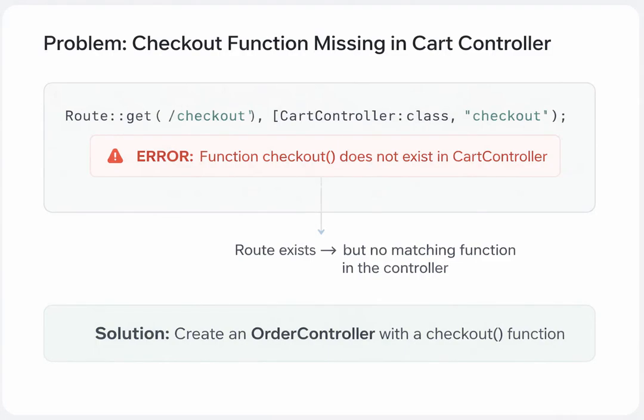When the checkout button is clicked, the app tries to call a checkout function inside the cart controller, but that function simply doesn't exist. The route is defined, it reaches the controller, but there's no matching method. This is clearly shown in the error. So the fix isn't just adding a function. The instructor decides to create a brand new order controller dedicated to handling the checkout and order logic. This keeps the code organized and follows the single responsibility principle.